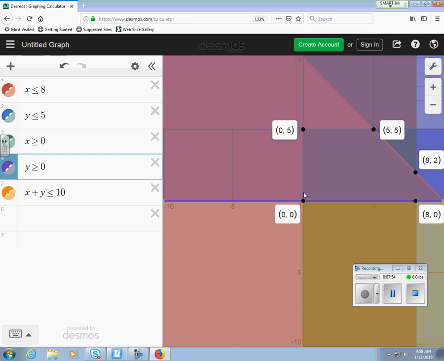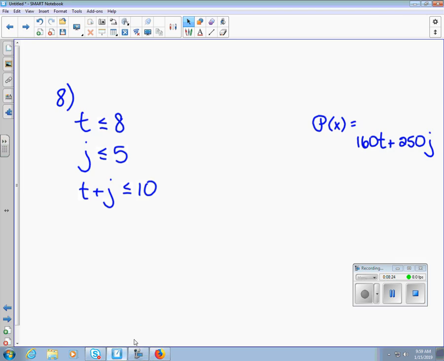I'm just going to jot them down on my sideboard here so I can show you what we'll do after that. So 0, 0, 0, 5, 8, 0, 8, 2. So you'll have the graph. You'll have the inequalities on the final for this question, and you're going to have the profit statement, and you're going to have the picture. So it might say, what are the critical points? And then you'd say, my critical points are these.